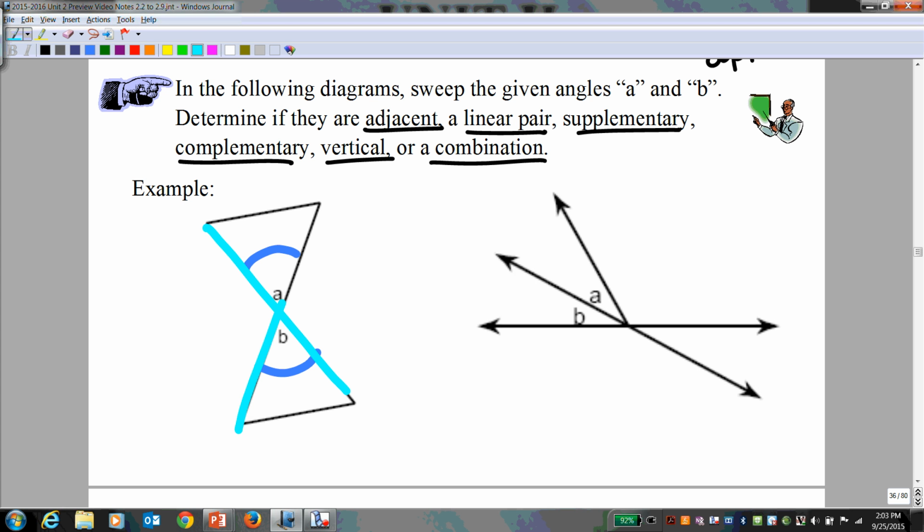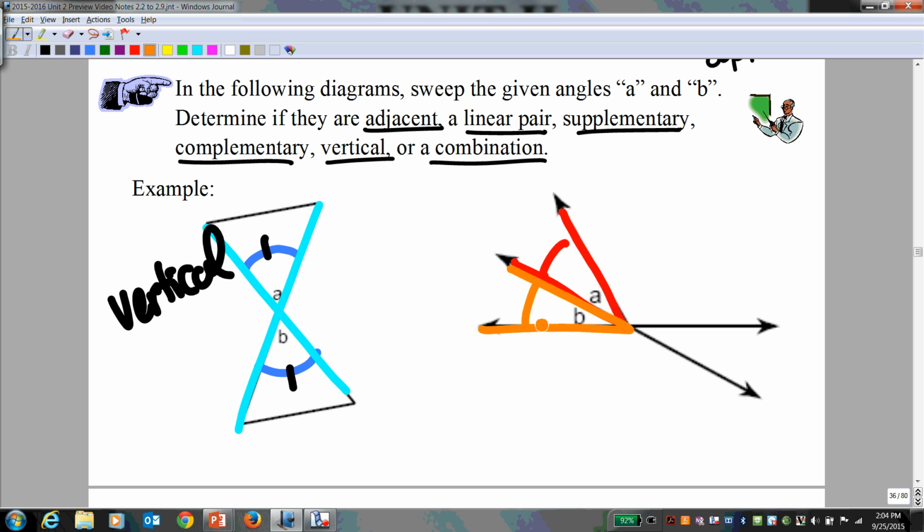Trace. Okay, that's two straight lines. That means these are vertical angles. Vertical. And they're not anything else. Try the next one. Trace and sweep A. Trace and sweep B.